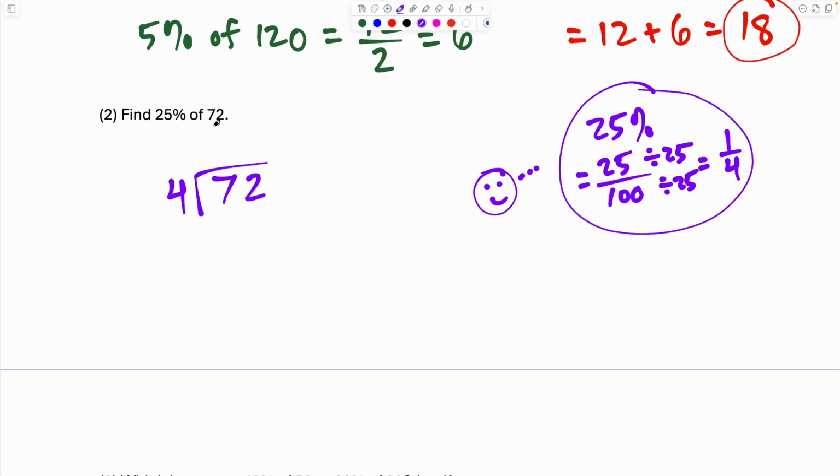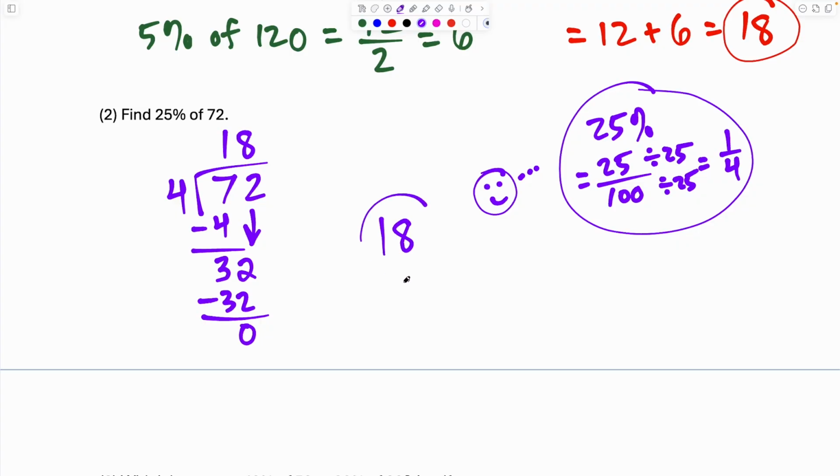So I'm really just taking 1/4 of 72, which is the same thing as doing 72 divided by 4. So now I could say 4 goes into 7 one time. 1 times 4 is 4. I subtract, remainder 3. I bring down the 2. And now 32 divided by 4 is 8. 8 times 4 is 32. We get an exact match, so we get exactly 18. So we could say 25% of 72 is equal to 18.